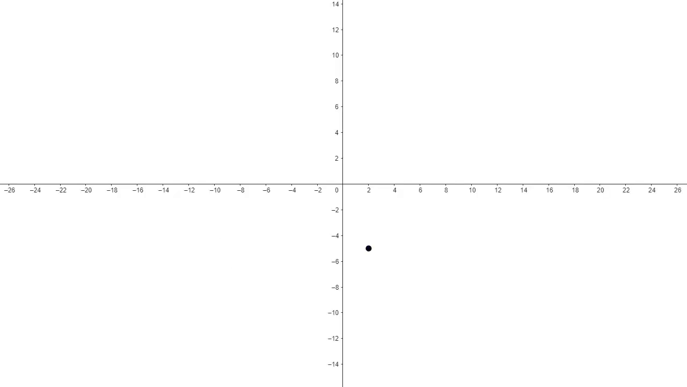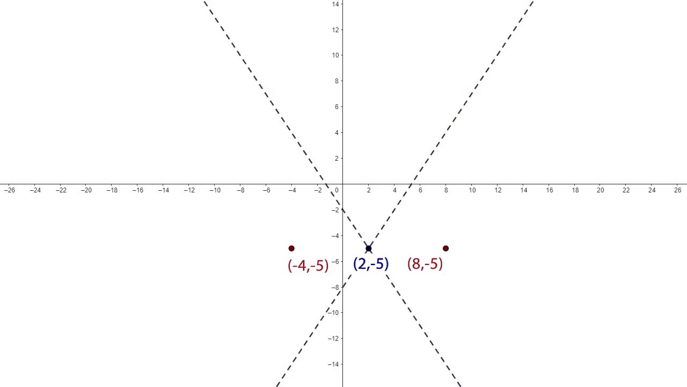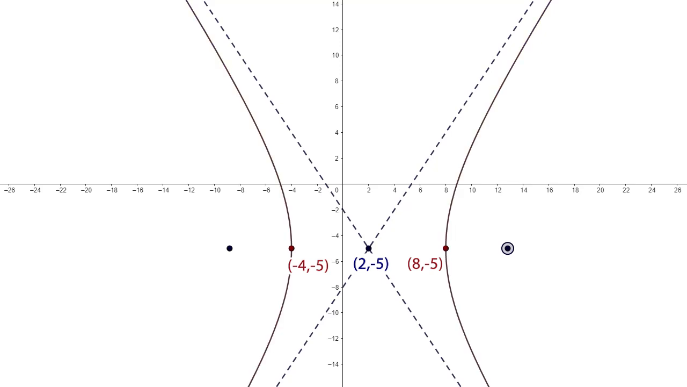So we'll start with the center at 2, -5, and add the vertices -4, -5, and 8, -5. Then we can add our two asymptotes, our foci, and here's the graph of the hyperbola.